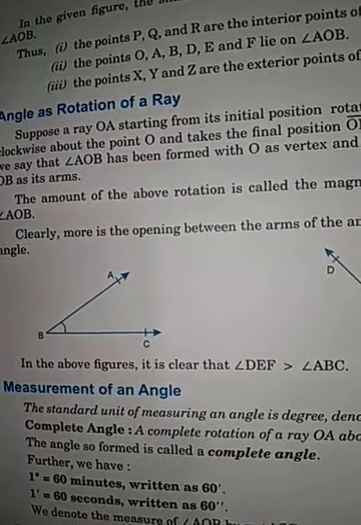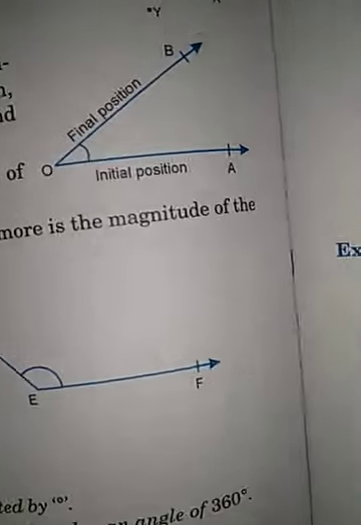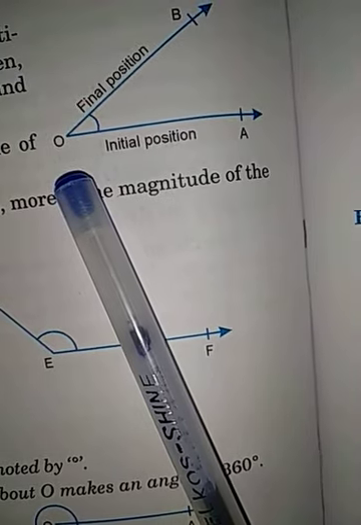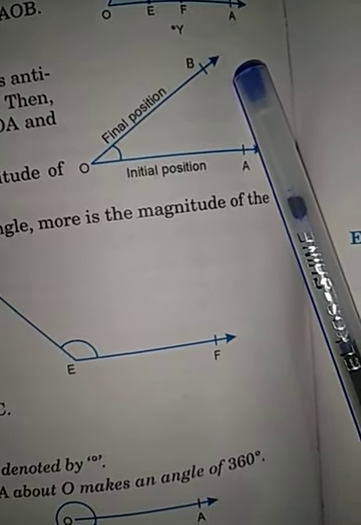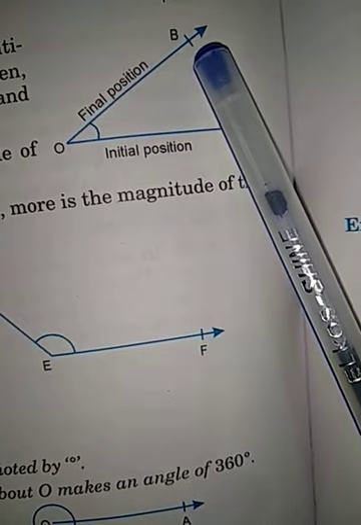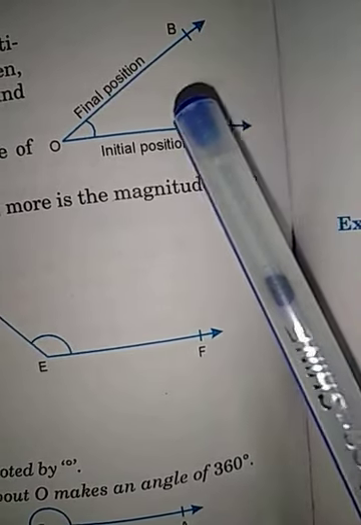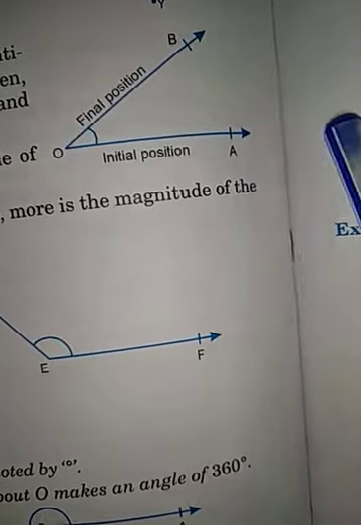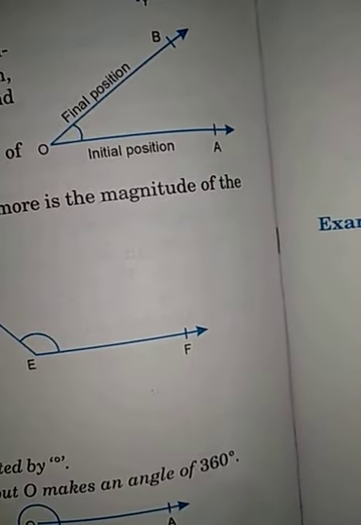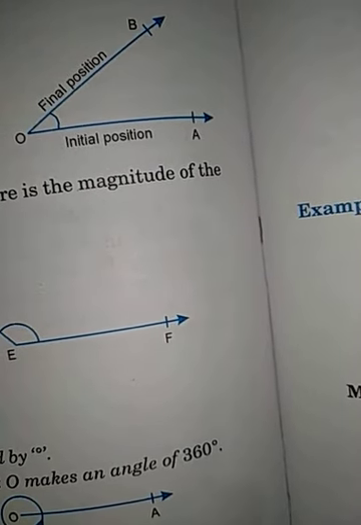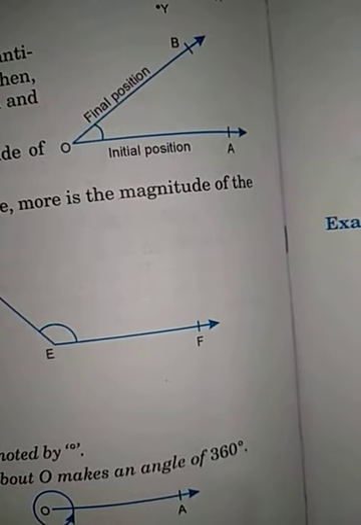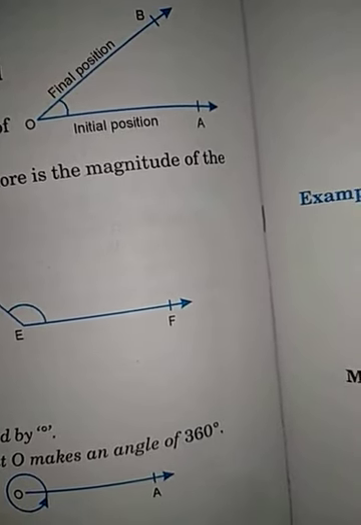Now, angle as a rotation of a ray. Suppose a ray OA, starting from its initial position, rotates anticlockwise about the point O and takes the final position OB. Then we say that angle AOB has been formed with O as vertex, and OA and OB as its arms. Thus, the amount of the above rotation is called the magnitude of angle AOB. Clearly, the more the opening between the arms of the angle, the more the magnitude of the angle.